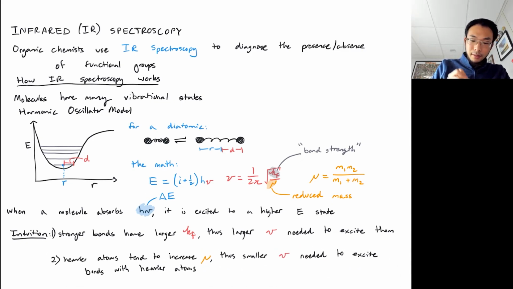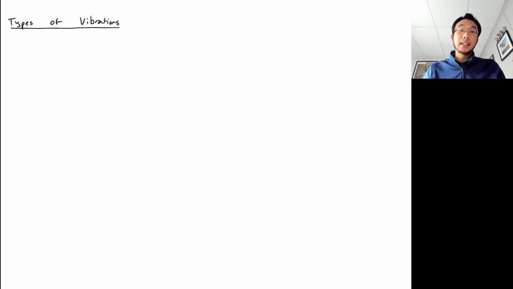The second thing that we can get out of the math is that heavier atoms tend to increase the reduced mass, which is in the denominator of the frequency equation, and therefore the heavier the masses that are involved, the smaller the frequencies will be that are needed to excite those bonds. In a diatomic molecule, it's relatively simple to understand that you have two atoms on a spring and they're kind of going back and forth.